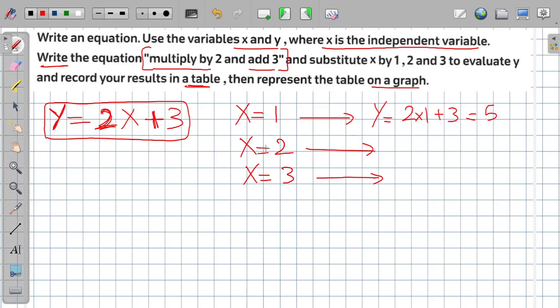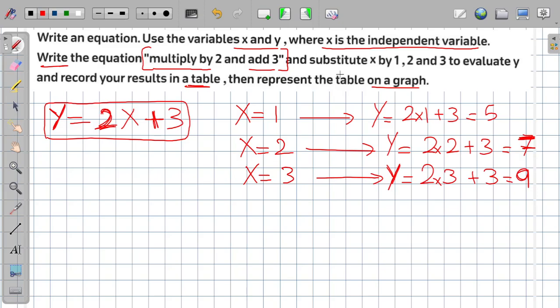Next, x is 2. So I will substitute x by 2. So I have y equals 2 times 2 plus 3. 2 times 2 is 4. 4 plus 3 is 7. So the value of y here is 7. Next, I have x equals 3. So y here equals 2 times 3 plus 3. 2 times 3 equals 6. And 6 plus 3 equals 9. So the value here of y equals 9.